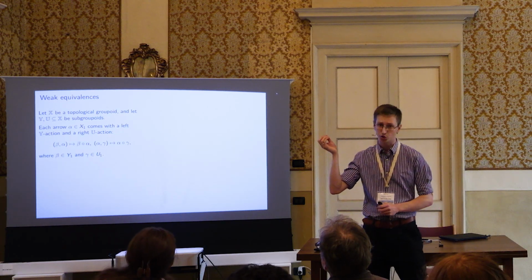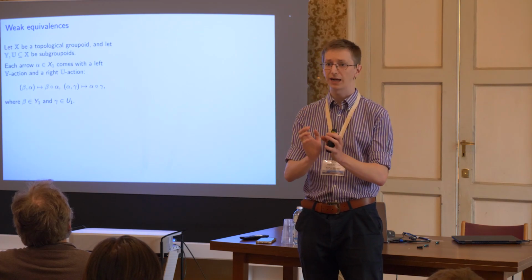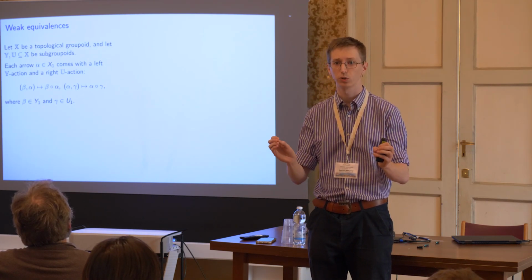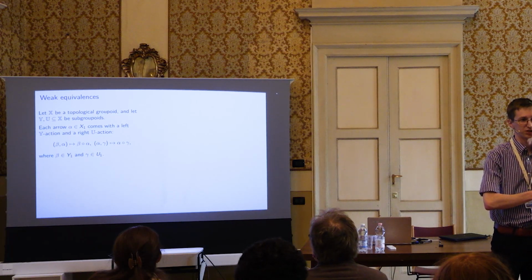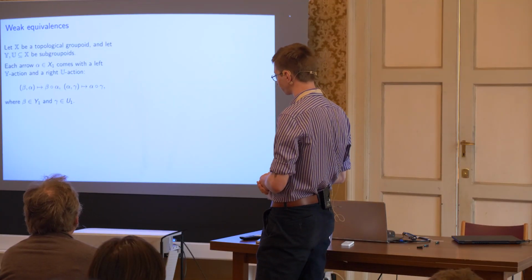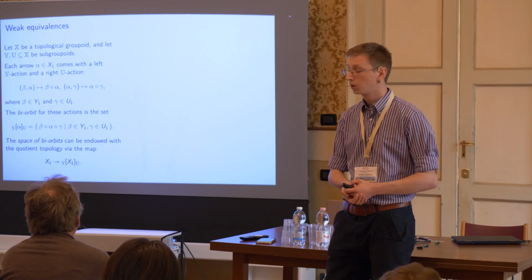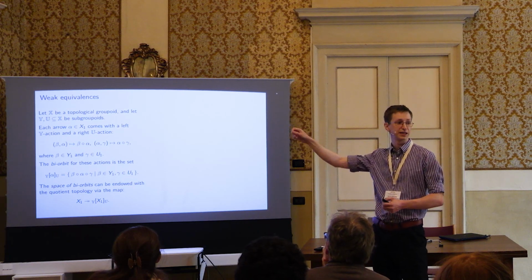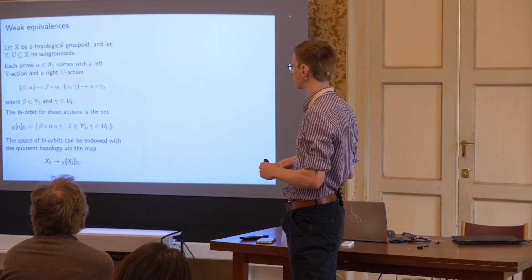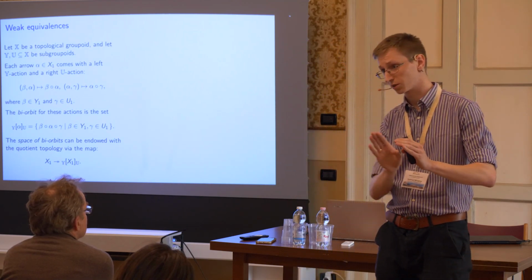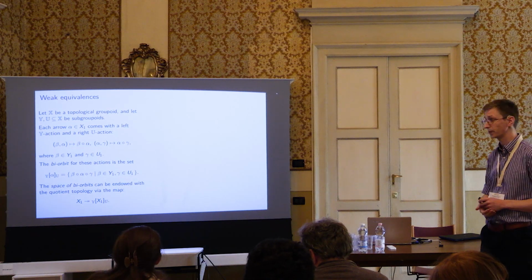So if we start off with a topological groupoid, and if we have any two subgroupoids of that groupoid, then each arrow in our groupoid X comes equipped with an action on the left and the action on the right by these subgroupoids, given by post-composition and pre-composition by the arrows in those subgroupoids. Because we've got this action on both sides, we can consider the bi-orbit of each arrow. That is going to be all of the arrows we can get to by pre-composing and post-composing by arrows contained in the specified subgroupoids U and Y. And because everything's topological, there is a quotient map to the set of bi-orbits, so we can endow it with a quotient topology to get a space of bi-orbits.